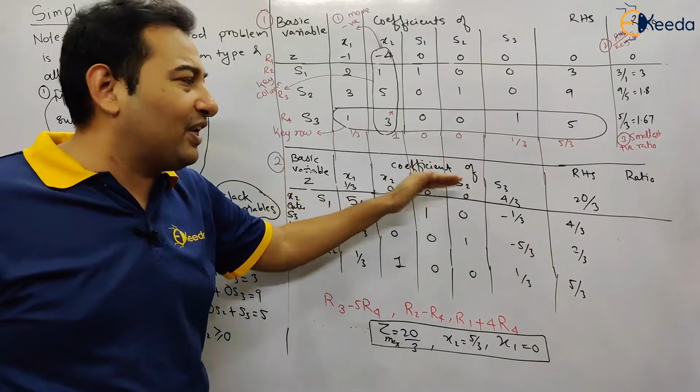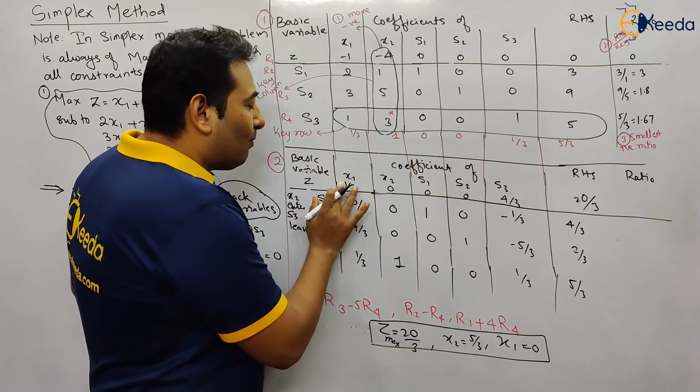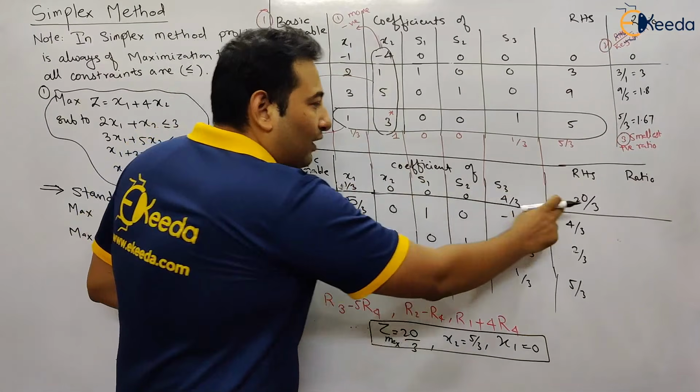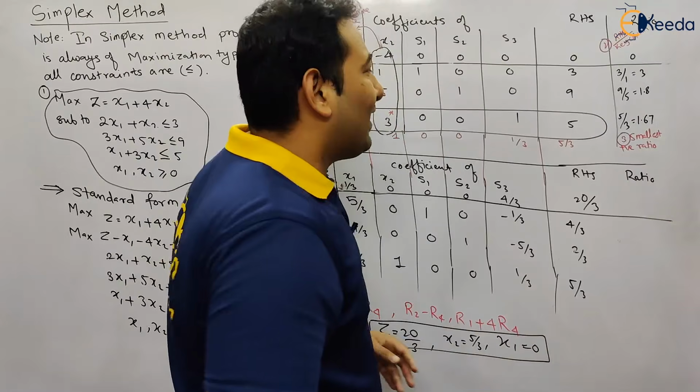For this particular problem, there can be one more table if there would be a minus here. But here there is no minus. Therefore, we stop. We got the value of Z. We got the value of X2. Here there is no X1. Therefore, we're going to take X1 as 0.